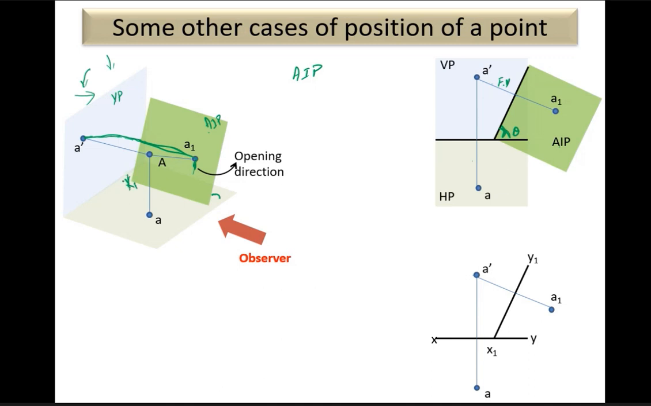X1, Y1. So it will be a straight line from X1 to Y1. From this point to this point, there's another straight line.